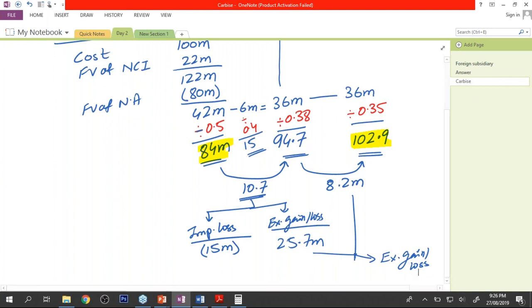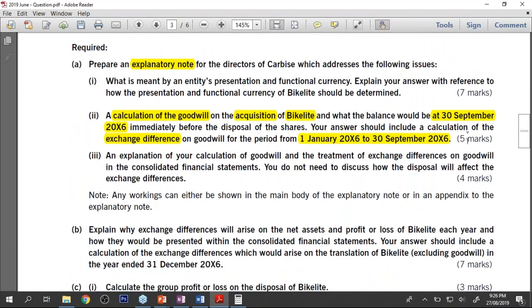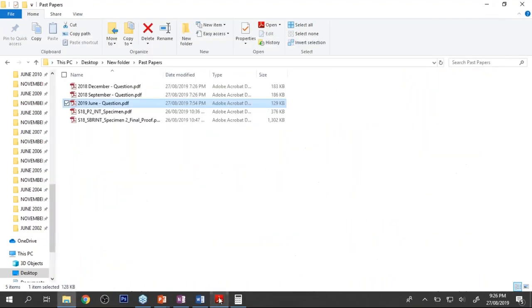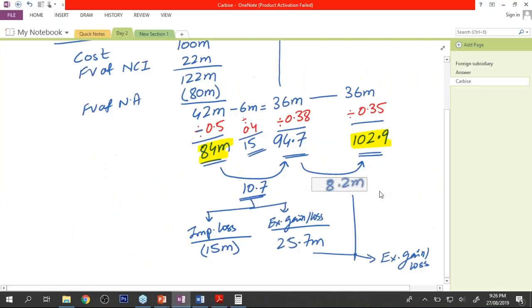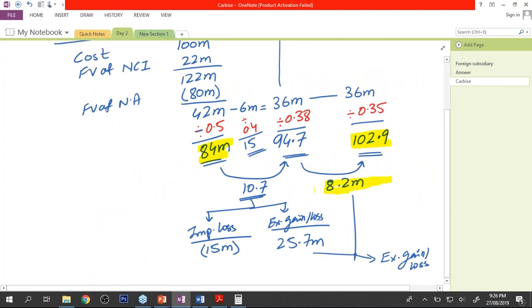So this is how we have solved the first part of the question, which was asking us for the 5 marks to calculate the goodwill at acquisition, at the balance sheet date, and the exchange difference from January till September, which we have just calculated as 8.2. So the question's requirement was actually these highlighted values. The question requirement was actually these three values: goodwill at acquisition, goodwill at balance sheet, and the exchange gain or loss.